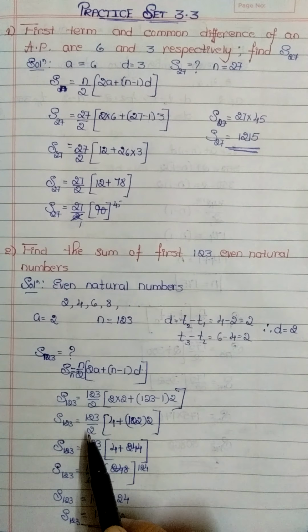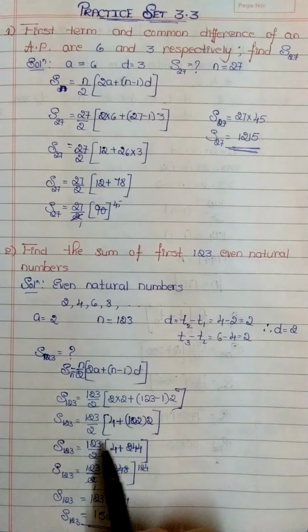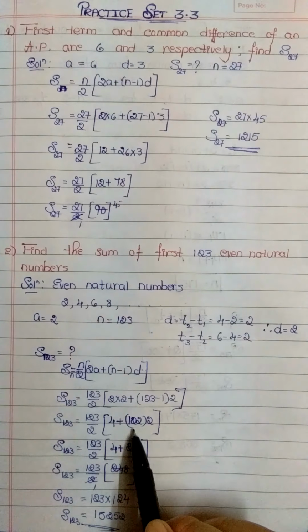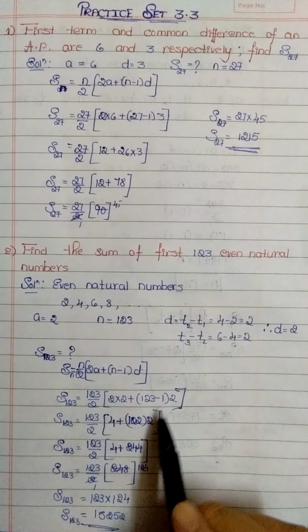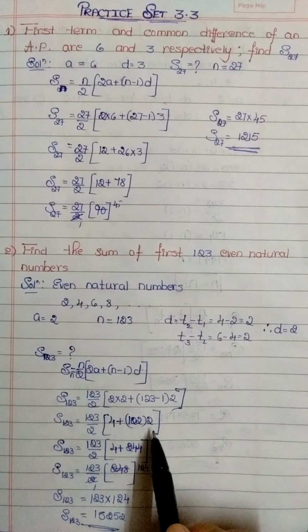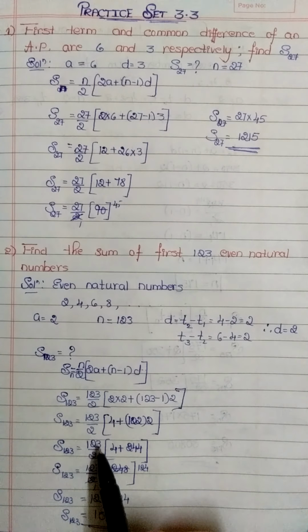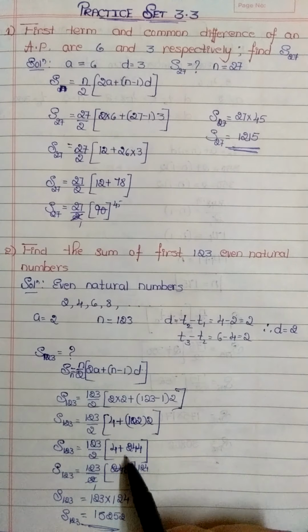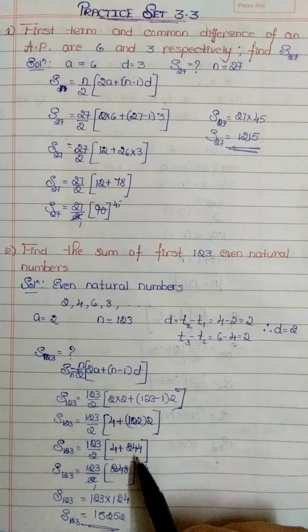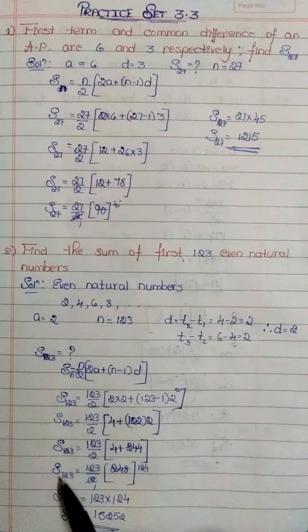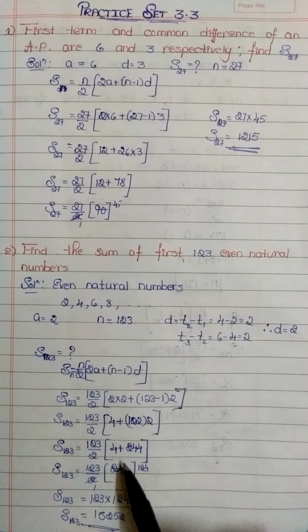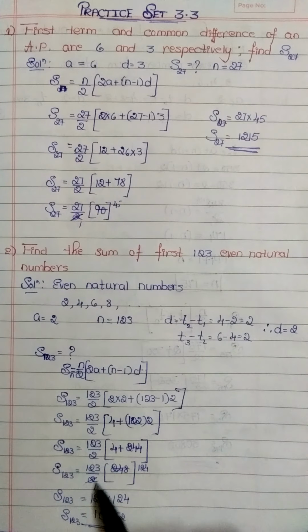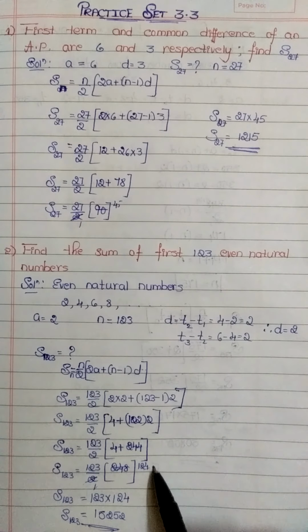So S123 equal to 123 by 2 into 4 plus 122, because 123 minus 1 is 122, into 2. So S123, 123 by 2 or 123 upon 2 is as it is. 4 plus 122 into 2, it's 244. So S123, simplify this first. 123 by 2 as it is. 4 plus 244, 248. Cancel this. 2 ones are 2, 124s are 248.